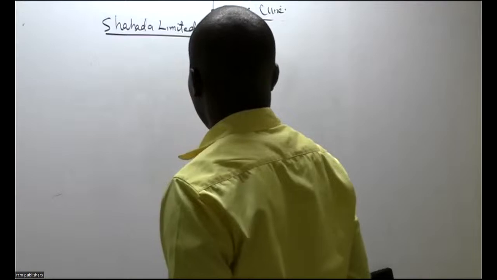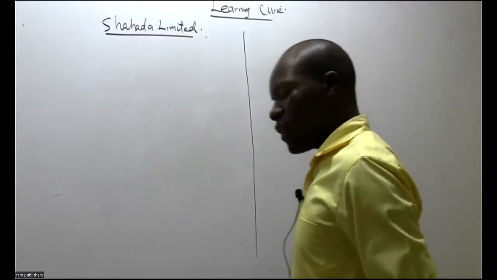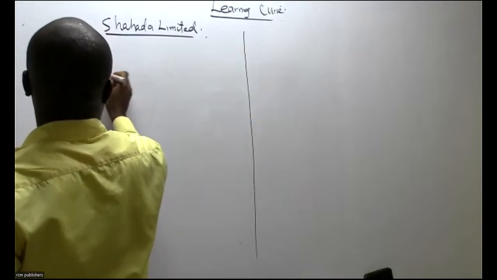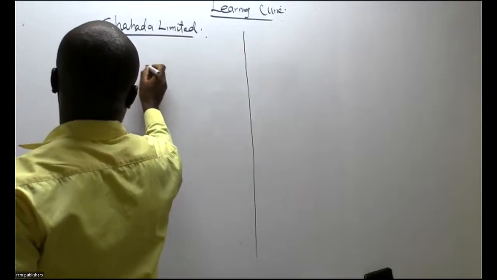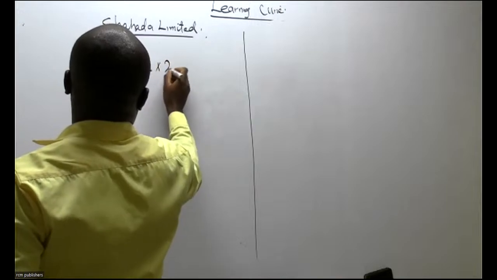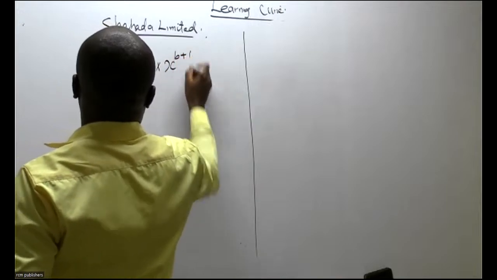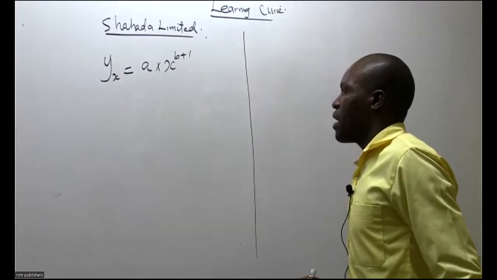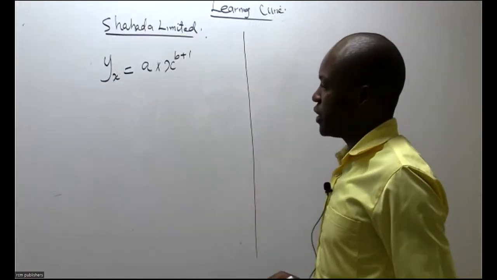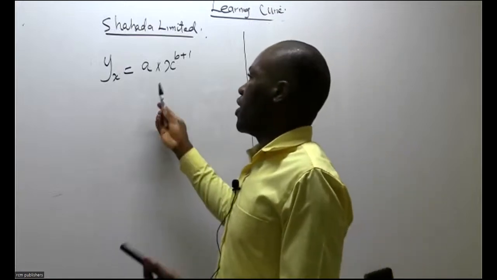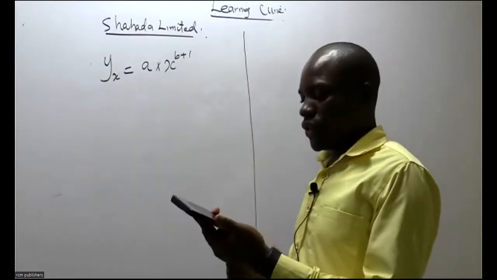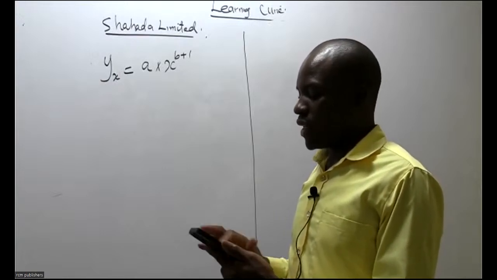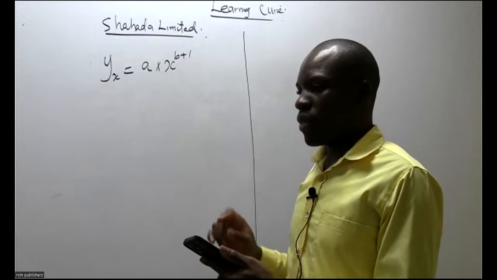For you to understand how this concept works, please ensure that you have that formula somewhere. Y of x equals a multiplied by x raised to the power b plus 1. If you have this, you'll be able to identify the unknowns and work backwards to get what you need. We all know that A is the time taken to produce the first unit.